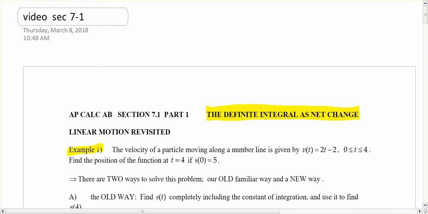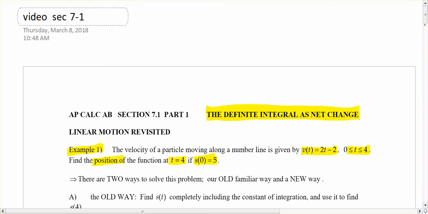1. The velocity of a particle moving along a number line is given by this nice linear function. v of t is 2t minus 2, and t goes from 0 to 4. And we want to find the position of the function at time t equals 4. And you're given the initial position, s of 0 equals 5. We're using s of t to denote the position function. So we know the initial position is 5. What's the position at time t equals 4?